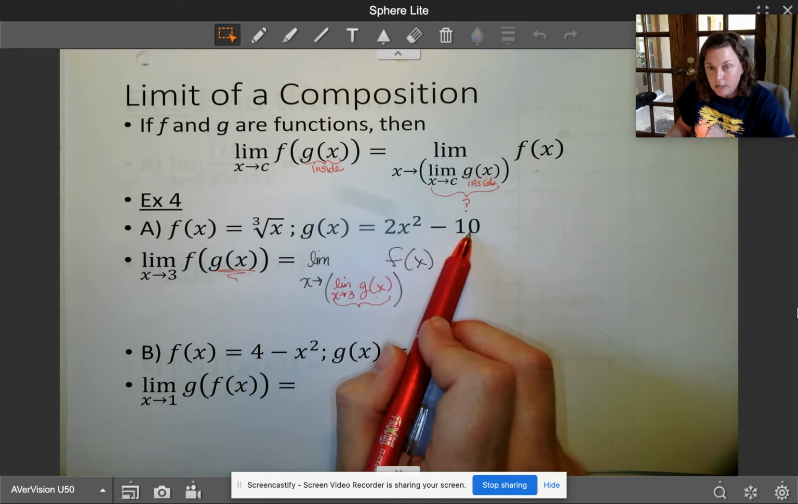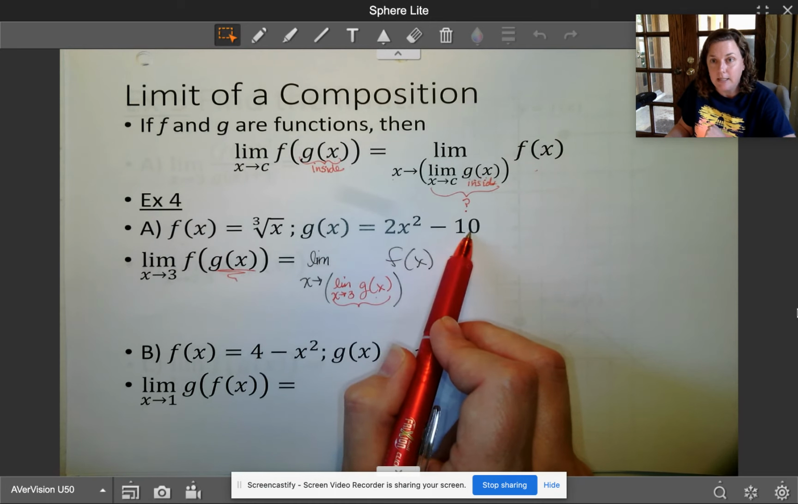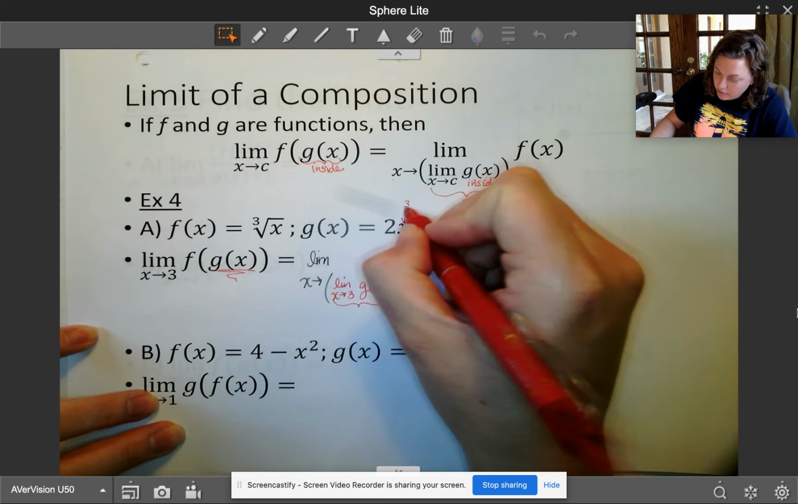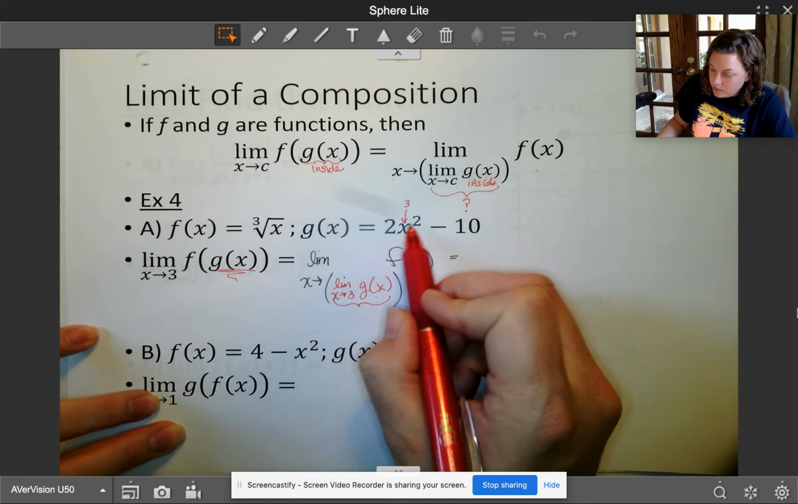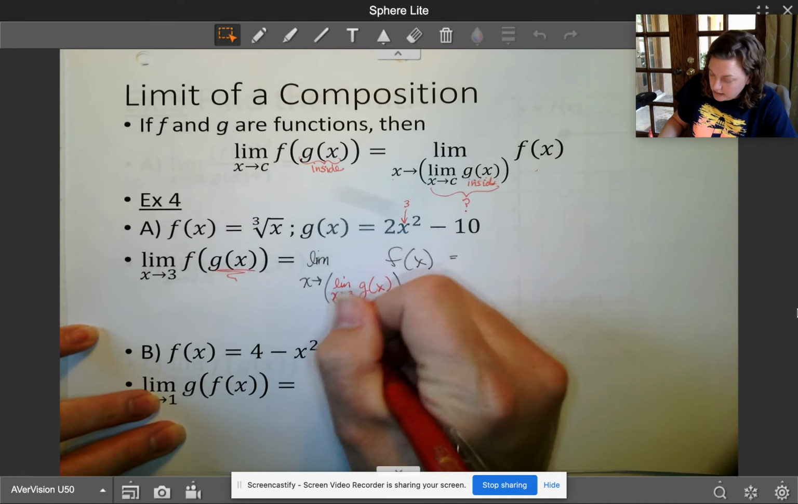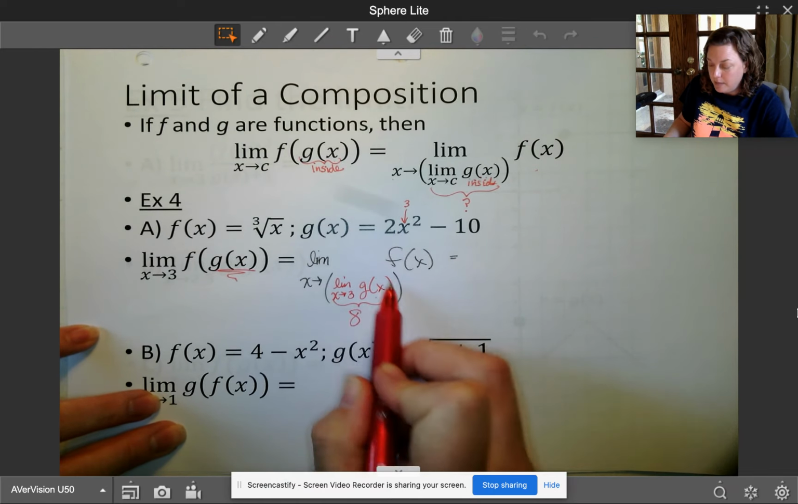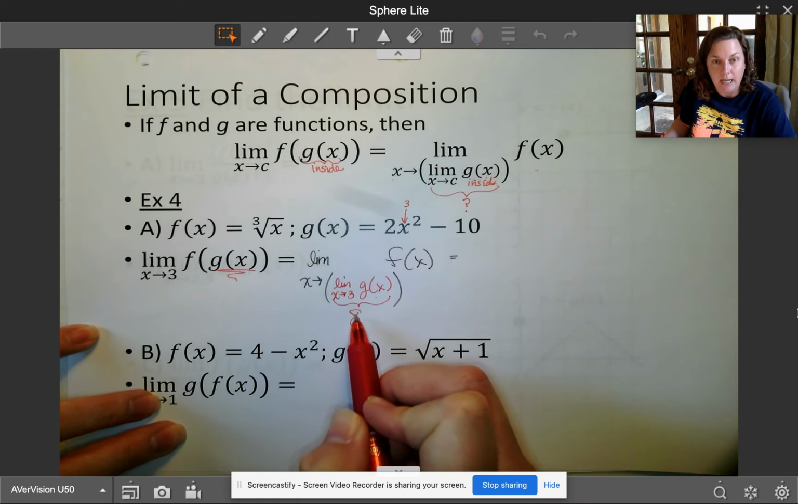Well, here's my g of x function. It's a lovely parabola, nice and smooth and continuous, which means I can do direct substitution. So I'm going to go ahead and plug in my 3. That's going to be 9 times 2 is 18, minus 10 is 8. So the limit as x approaches 3 of g of x is 8.